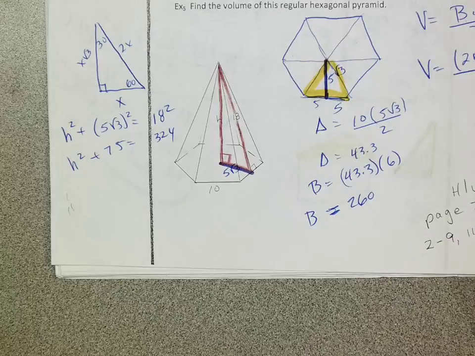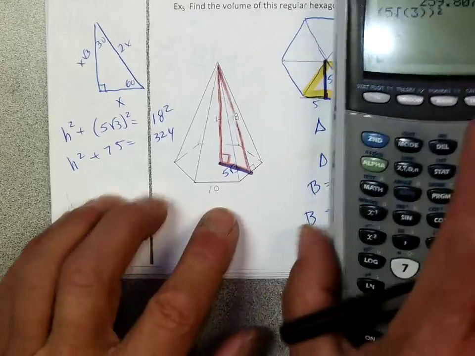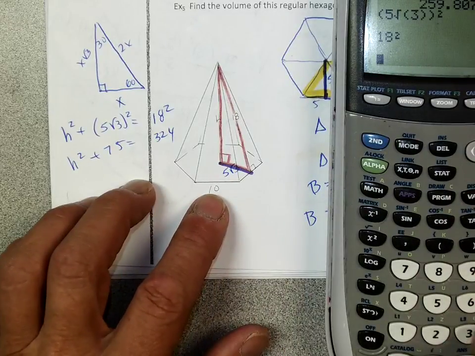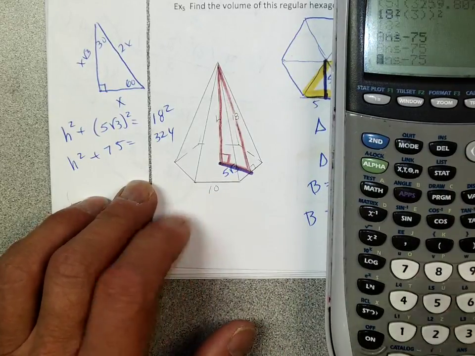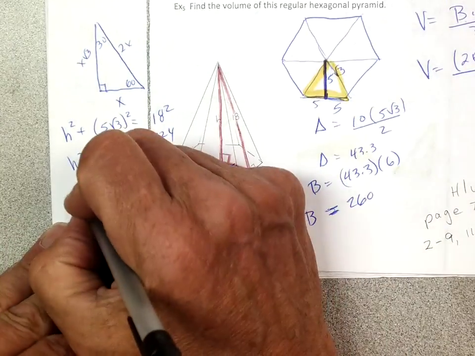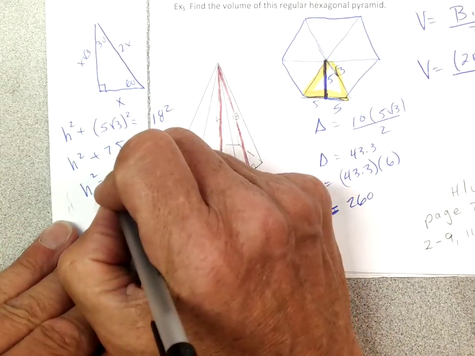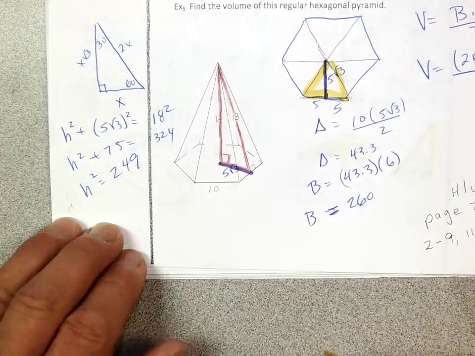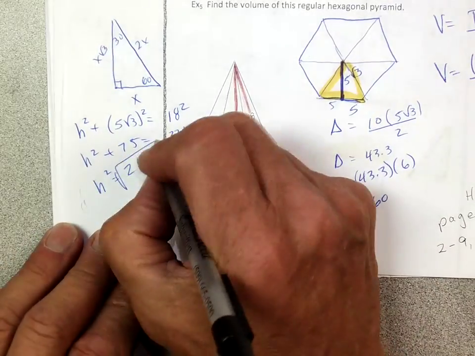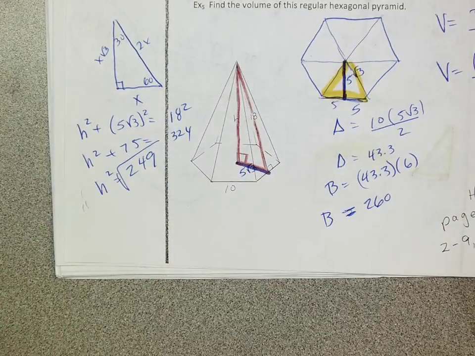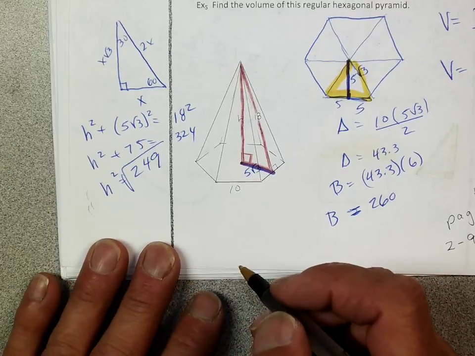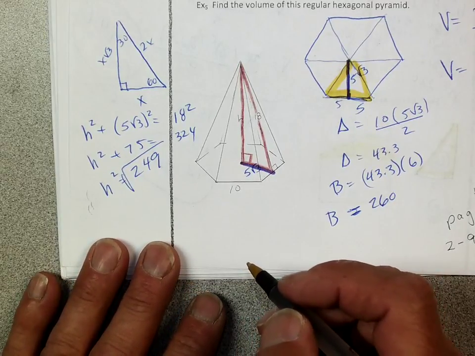So I'm just doing Pythagoras Theorem, all right? I let my calculator do this. 5 squared times 3 squared. It makes sense to be 25 times 3. There you go. Okay, subtract my 75, right? Let's go my 324 minus my 75. I get 249. H squared equals 249. Square root that, we'll get our height, okay? Square root my 249. I got about 15.779. Let's round that up to maybe 15.8, okay?